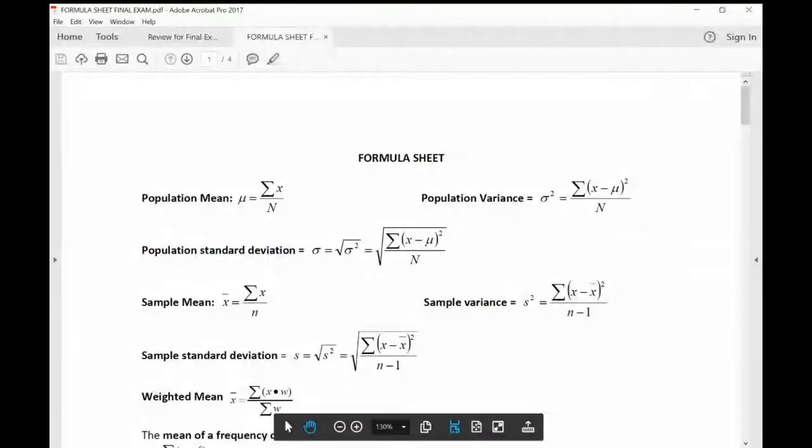Let me share with you guys the review. So actually, I'm going to share a couple of things first. I'm going to share the formula sheet first. Let me double check. Yeah, it looks like you guys can see this part.